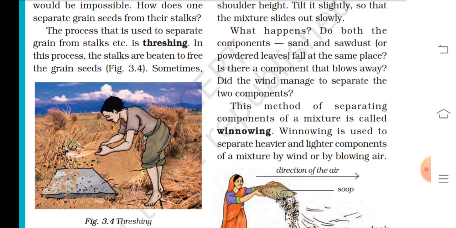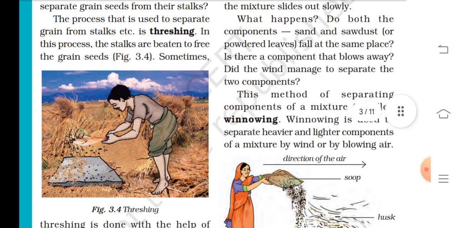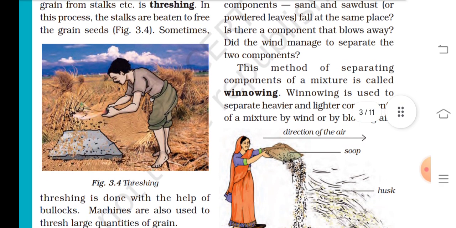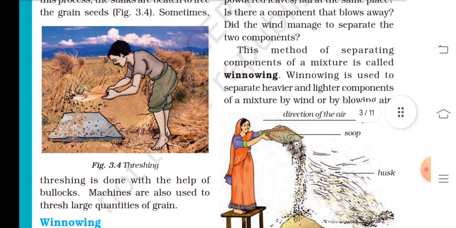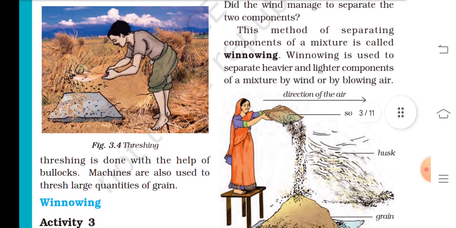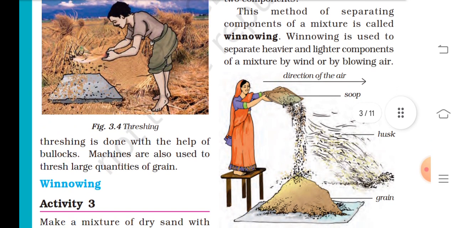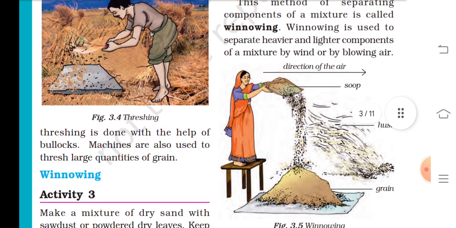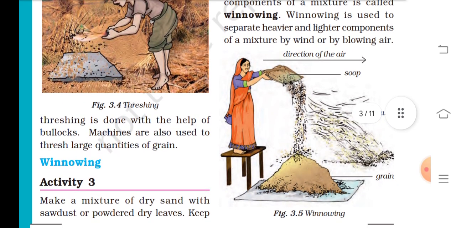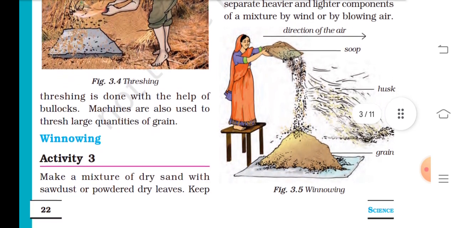Do both the components, sand and dust or powder leaves, fall at the same place? Is there a component that blows away? Did the wind manage to separate the two components? This method of separating components of a mixture is called winnowing. Winnowing is used to separate heavier and lighter components of mixtures by wind or by blowing air.